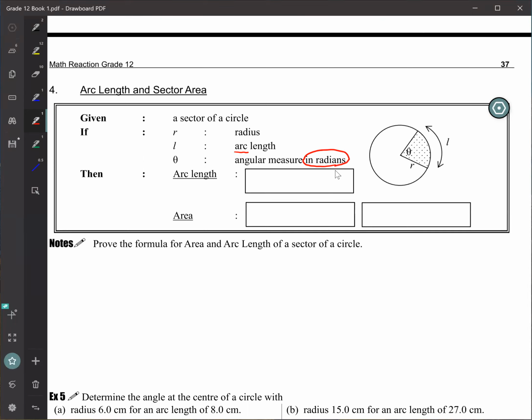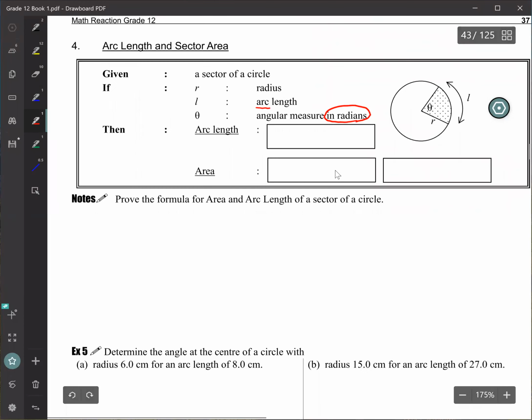And then we are going to find the formulas for finding the arc length, and also finding the area of the pizza shape. Before giving them to you, we're going to go through how the formula is derived. So here we'll prove the formula for area and arc length. The way to do this is very easy.